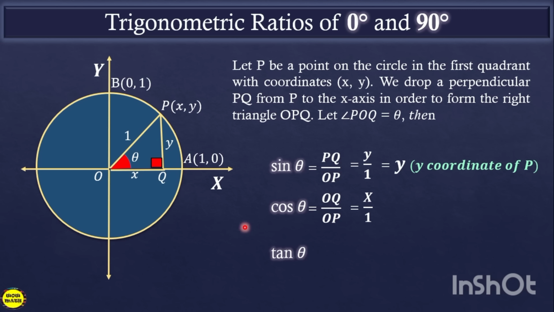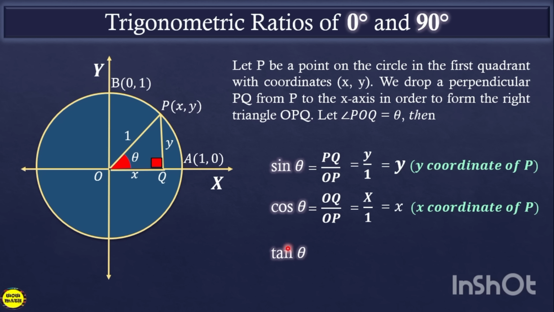Bakit x over 1? Kasi po ang cosine natin ay adjacent. So, ito po yung adjacent natin, x. And then, adjacent over hypotenuse, ito yung hypotenuse, 1. So, x over 1 is equal to x. And this is your x-coordinate of P. So, para makuha mo yung cosine mo, kunin mo yung x-coordinate. Okay? So, ganun lang po. Para makuha yung sine, y-coordinate. Para makuha yung cosine, x-coordinate.